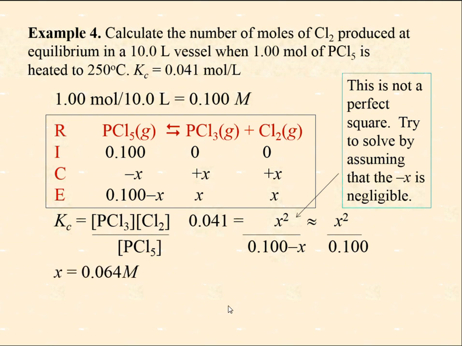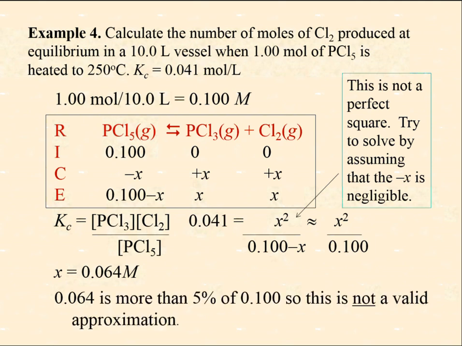So if we solve for X that way, we get 0.064 molar. If we compare 0.064 to 0.100, it is greater than 5% of 0.100. And that's the math you're going to have to do on your own. But 5% of 0.100 is 0.05. 0.064 is greater than that, so we cannot neglect the X in this scenario. So we're going to have to build a quadratic equation.